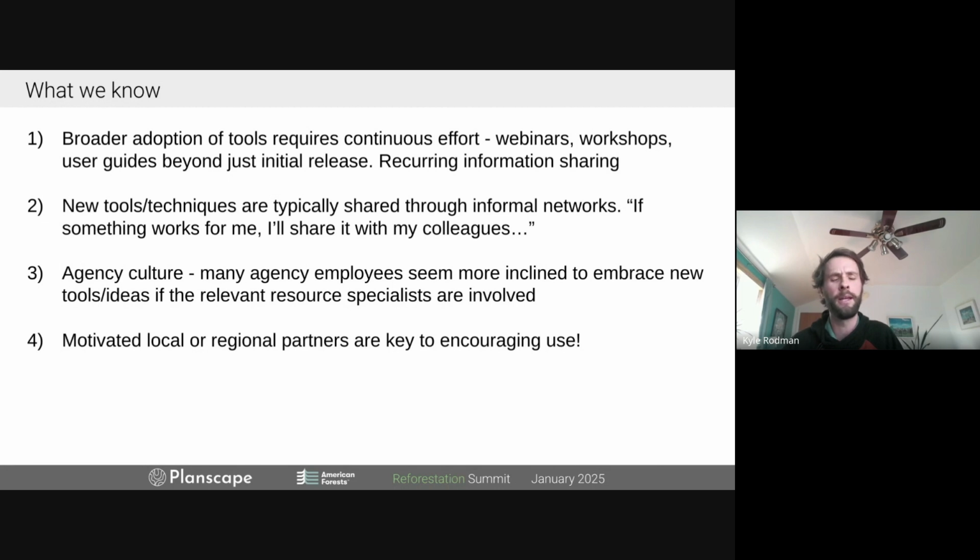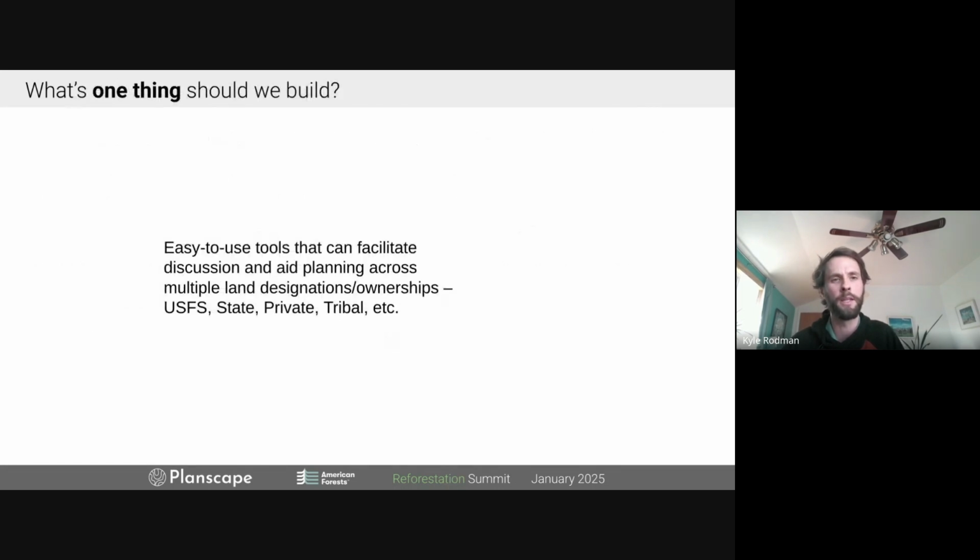Let's go to the last slide, I guess. I'm just going to skim through it real quick because I think we're pretty much out of time. I think that Planscape is planning on doing this, but one of the things that I think is really critical is trying to develop these tools that are designed for multiple land use designations or ownership categories. Right, we often develop these tools for a specific ownership, like Forest Service, for example, but there's lots of this kind of work happening on different land designations. So we might have a minute for questions, but I'll leave that up to you guys.